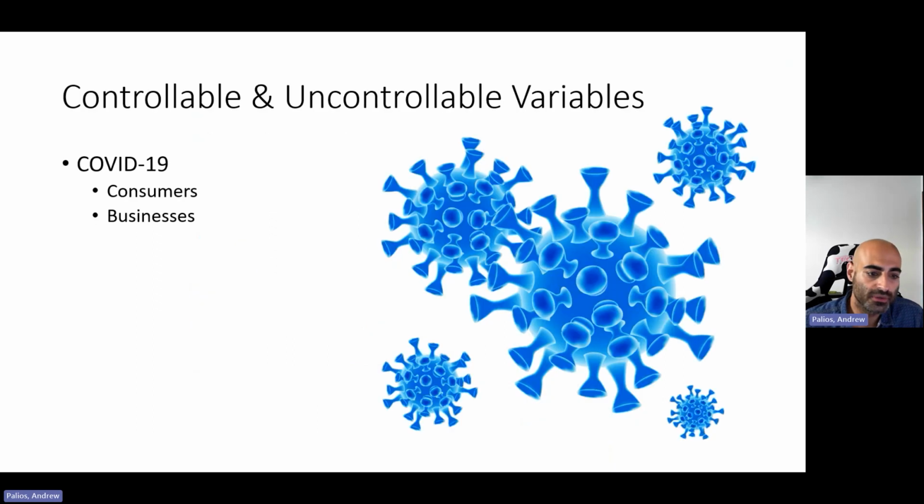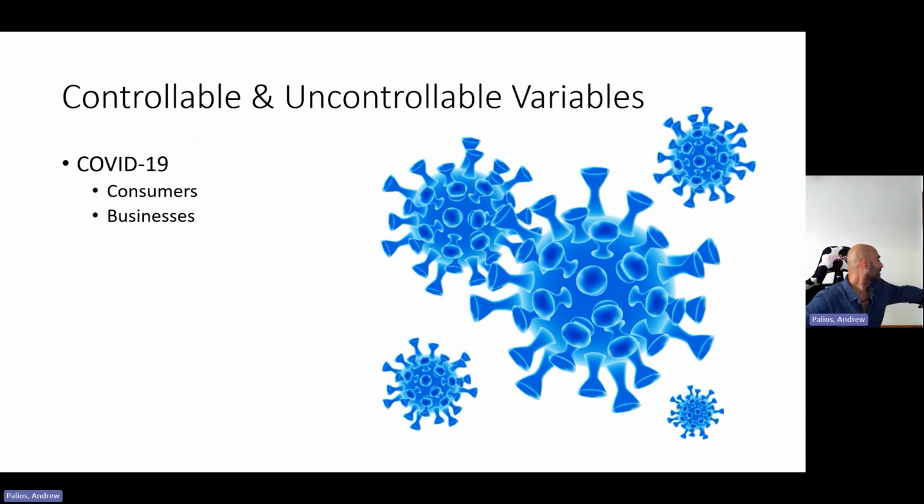Okay, so there are two things here that are determinants as to how businesses market. There are variables known as controllable variables and uncontrollable variables, and essentially the only difference between the two is that uncontrollable variables are ones in which businesses don't have any control over the market. A big one for that is COVID-19.